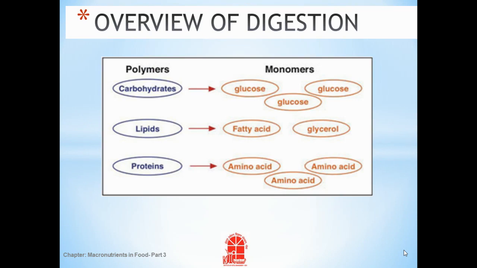The overview of digestion. As you can see here, when the food gets digested, a polymer breaks down to give a monomer. In the case of carbohydrate, it breaks down into glucose units, single glucose molecules. In the case of lipids, it breaks down into fatty acids and a glycerol. And in the case of proteins, we get amino acids once the bonds have been broken.